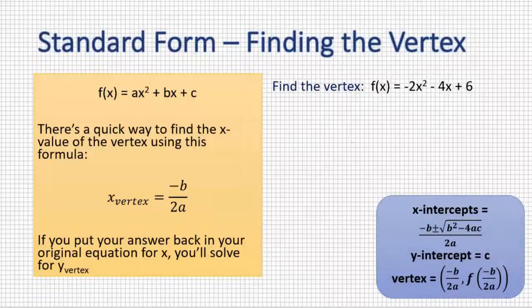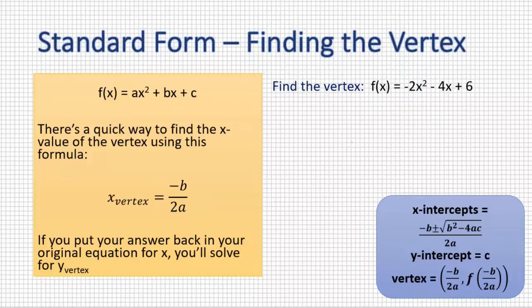Here we'll look at the standard form of the quadratic function, or the standard form of the parabola. The first thing we'll do is find the vertex. Let's look at this problem. f(x) is equal to negative 2x squared minus 4x plus 6.